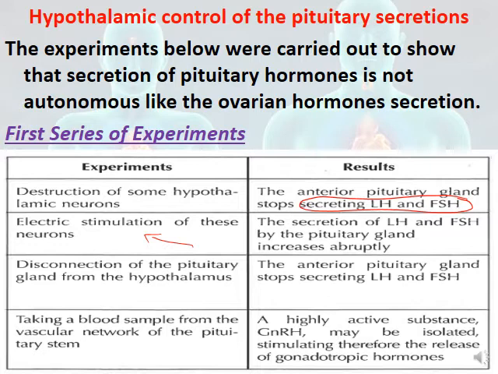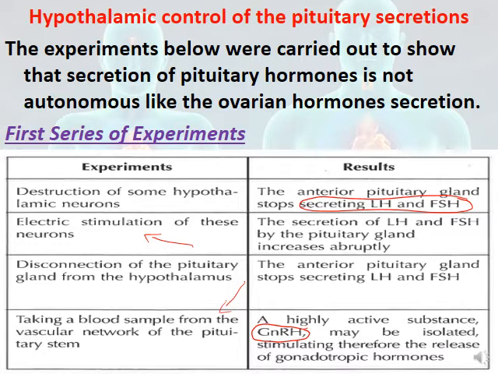While after taking a blood sample in experiment 4 from the vascular network of the pituitary system, we have a highly active substance, which is the GnRH, stimulating the release of the gonadotropic hormones. This means that the control between them is a chemical control, where hypothalamic neurons release into the blood the substance which is called the GnRH, gonadotropin releasing hormone. This hormone will stimulate the secretion of LH and FSH.